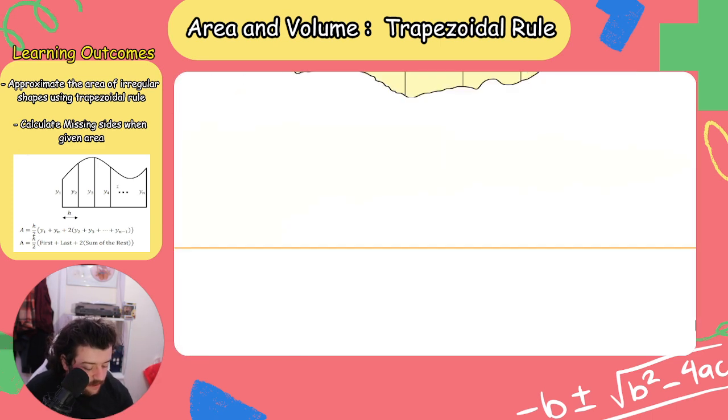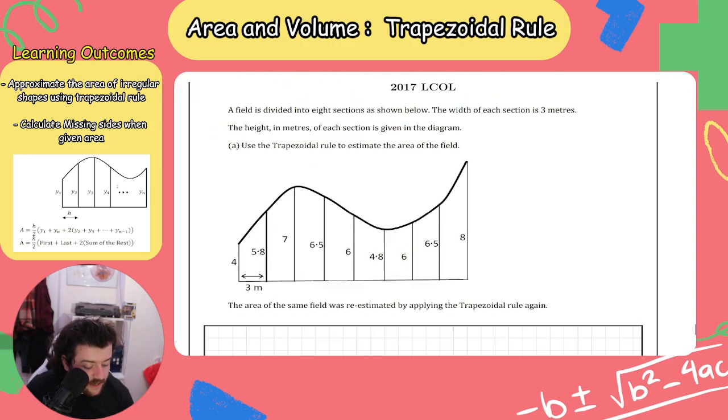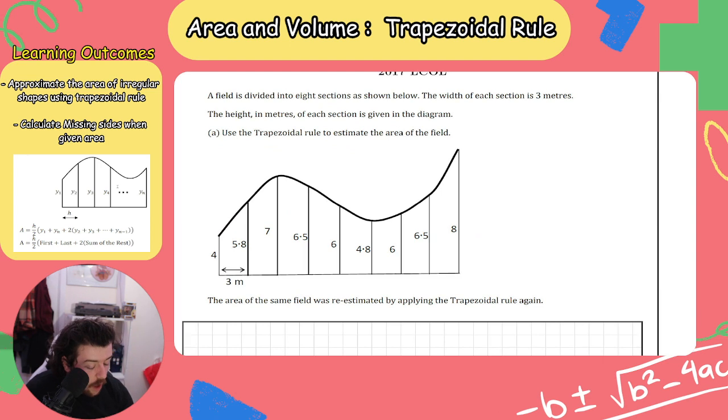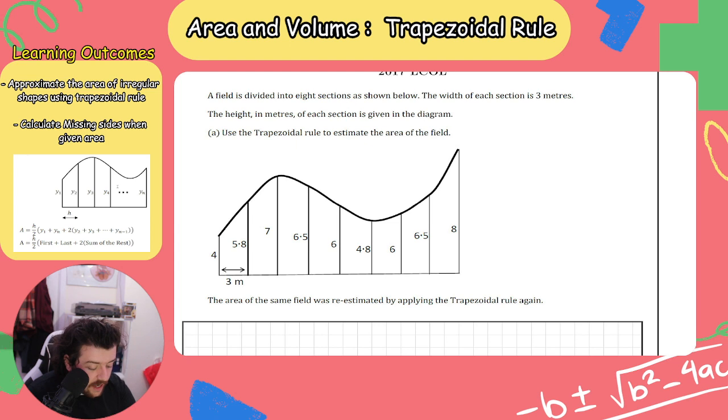So let's try it out. So this is from the 2017 paper. A field is divided into 8 sections as shown below. The width of each section is 3 meters. And the height in meters of each section is given in the diagram. Use the trapezoidal rule to estimate the area of this field. So I need to find my h. So h is going to be equal to 3 meters.